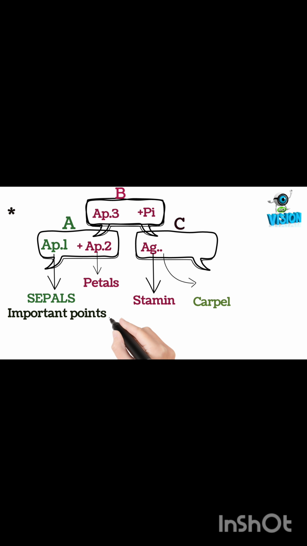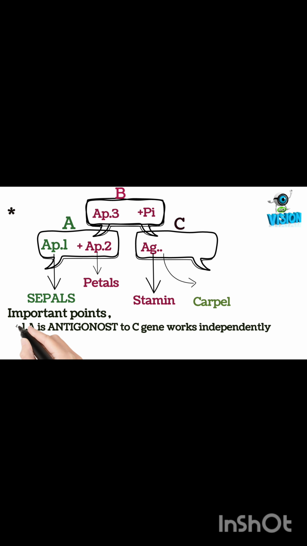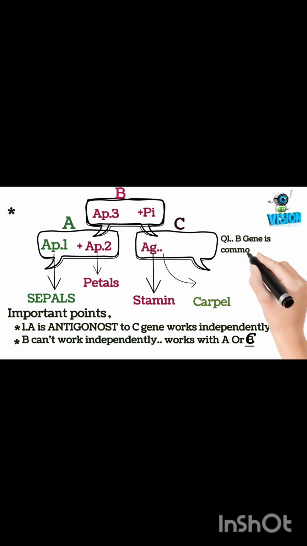Let me conclude with some important pointers here. Number 1, A gene is antagonistic to gene C. They work independently. B gene cannot work independently. It works when it interacts with A or C. Now let me pose a question. B gene is common in which two flower whorls?